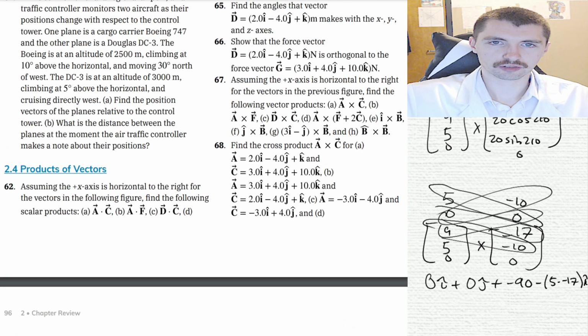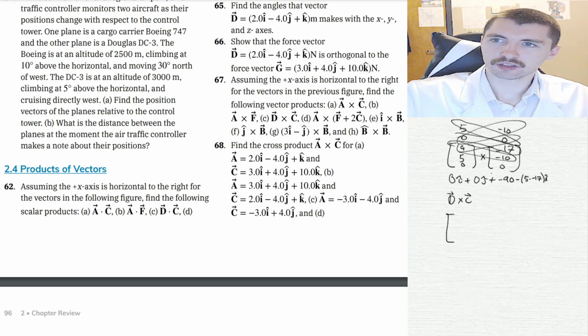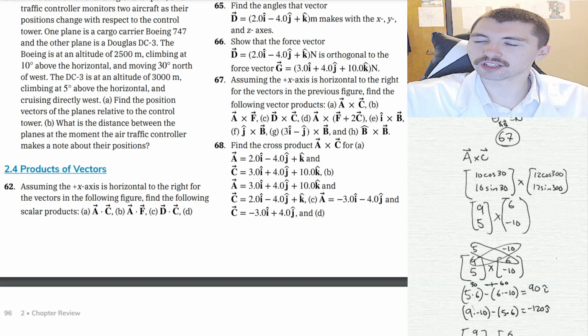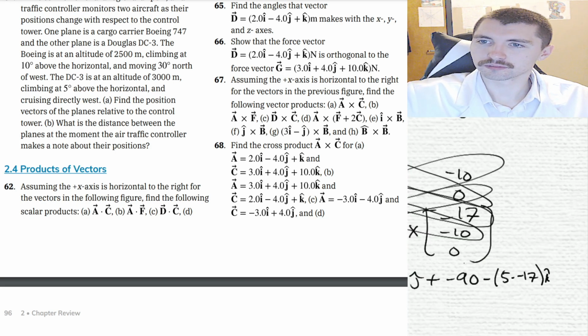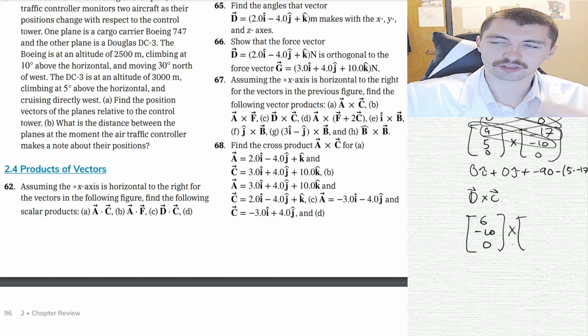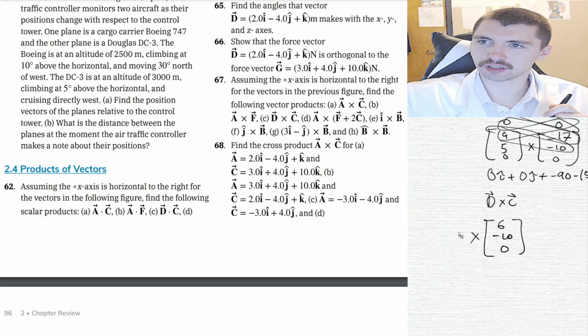All right. How are we doing on time? 4 minutes left. Let's see if we can do D cross C. We did C earlier. C is 6, negative 10, 0. I don't think I can do that. I think the order does matter.